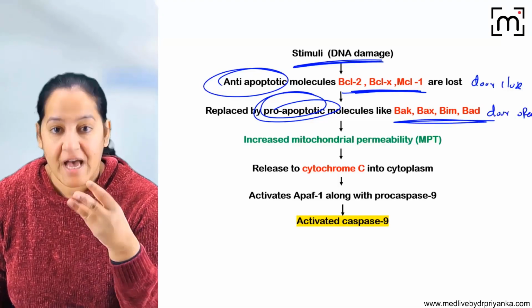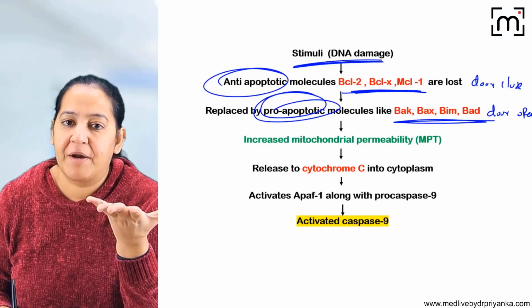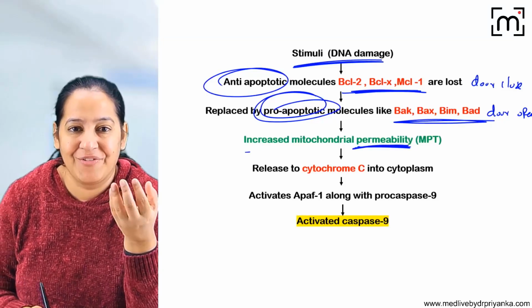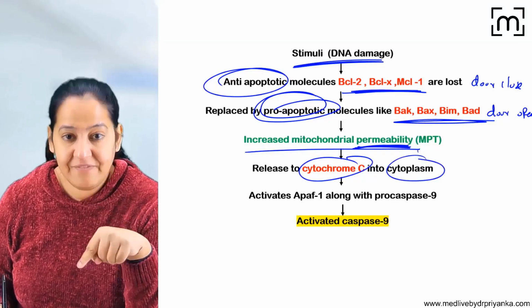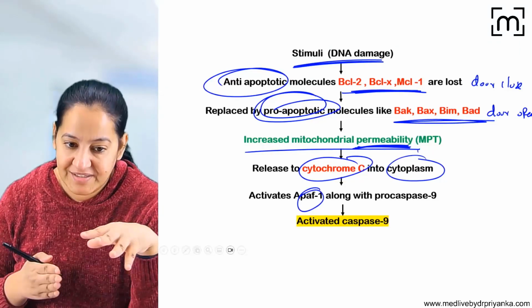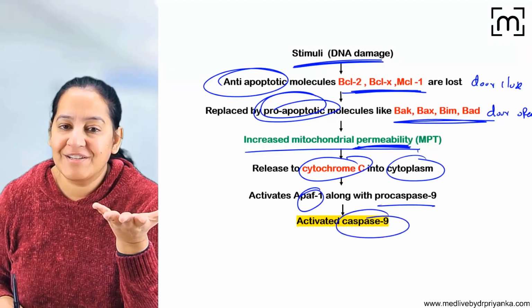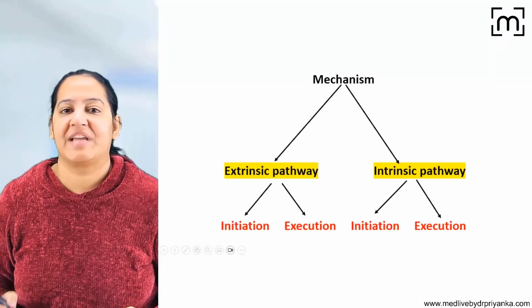They open the door. By door I mean the permeability, the mitochondrial transit. As soon as they open the door, cytochrome C will leak out. Once cytochrome C comes out, it takes APAF1 with it, and procaspase 9 will become active. So caspase 9 is the first caspase which gets activated here.